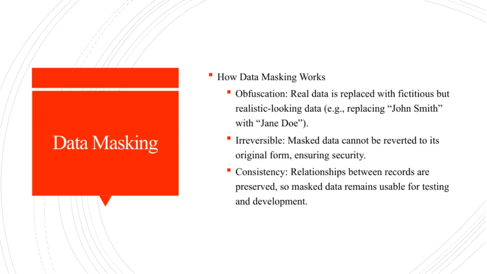First, obfuscation. This is where real data is replaced with fictitious but realistic-looking data. For example, instead of a real name like John Smith, we might use Jane Doe. The goal here is to make the data seem authentic while protecting the actual information.